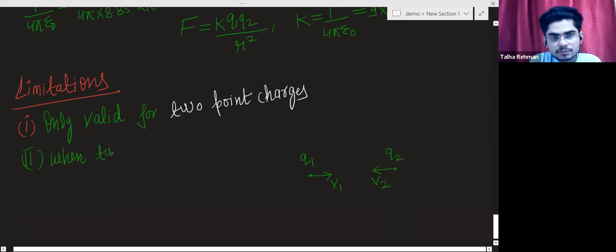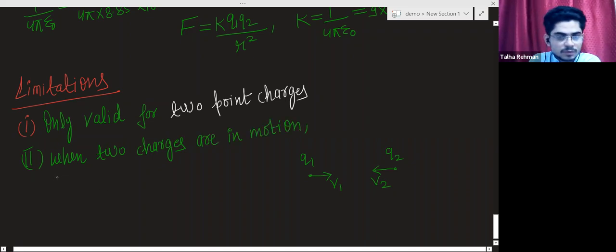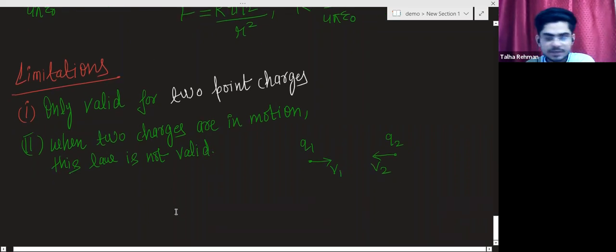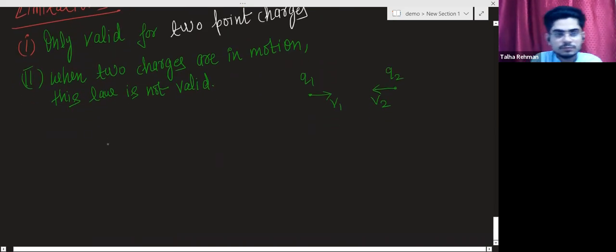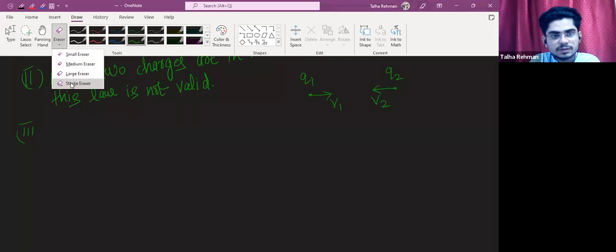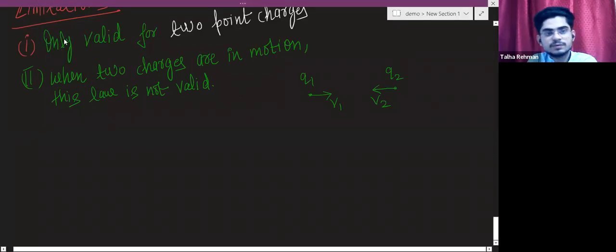When two charges are in motion, this law is not valid. Okay, if two charges are in motion, but now this is all for limitations. But there is one thing we can do.